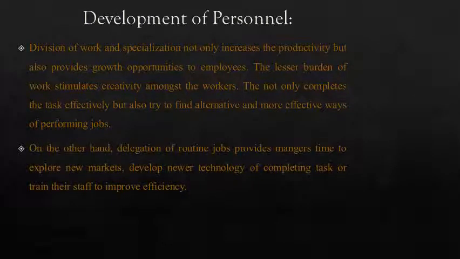Now, on the other hand, when we discuss the top management and the middle level management, the delegation of the routine jobs under the process of delegation of authority provides a manager a certain time through which he can explore the new market, can develop a newer technology of completing tasks, or train their staff to improve efficiency. When will this become possible? Students, this will become possible when under organizing, a manager adopts a delegation of authority, which means the passing of certain routine activities to the subordinates.